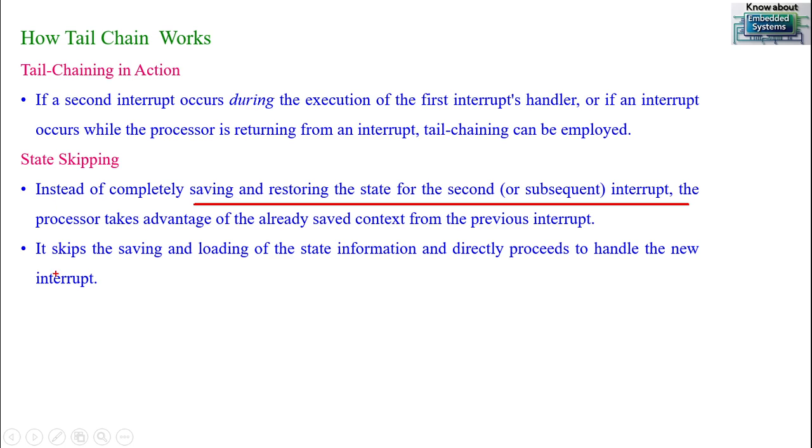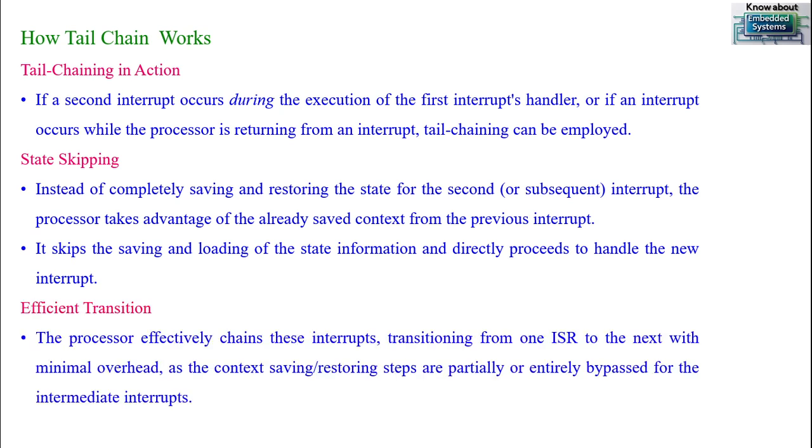So the processor will directly enter into the ISR, that is nothing but the second interrupt service routine. With the help of this, as I told already, you can save time. If you have multiple interrupts, what will the processor do? The processor will continuously create a chain of such interrupts. Continuously it is going to jump to the different ISRs, and it is going to create a chain. That's why it is called tail chain.